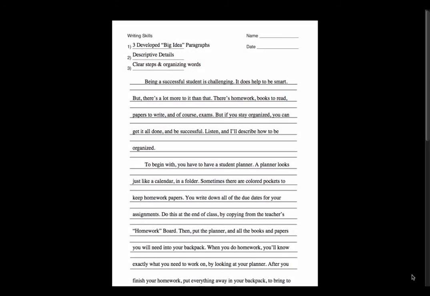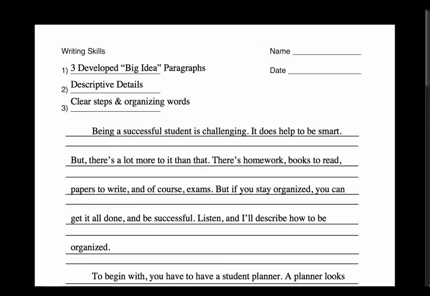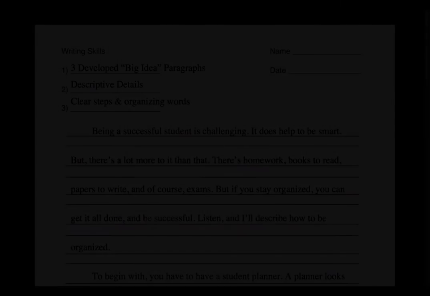Now go back and read your essay. Does it make sense? Is there anything that sounds wrong? Look in the writing skills section of your first page. Did you write 3 developed big idea paragraphs? Did you include sensory and image descriptive details? Did you write clear steps and use organizing words? Good job.